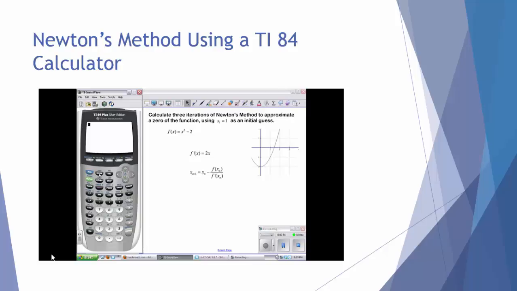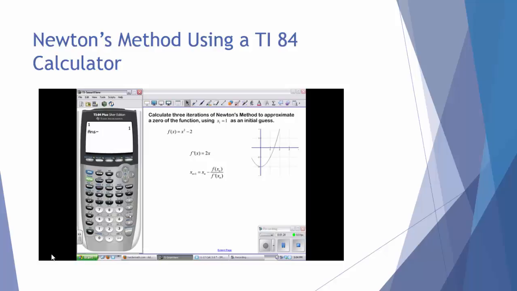Now what we want to do is write a function that we can just continually iterate in order to get ourselves closer to that zero. So first thing we want to do is put in our initial guess. If you just type in your initial guess of 1 and hit enter, that saves that, so to speak, as the previous answer in the calculator. And now to get our next guess, we want to take that answer, and from that answer we want to subtract the quotient of those two functions.